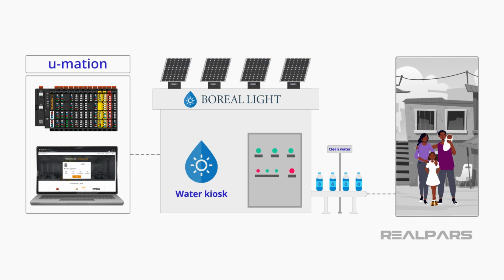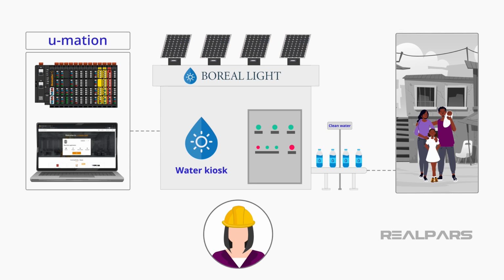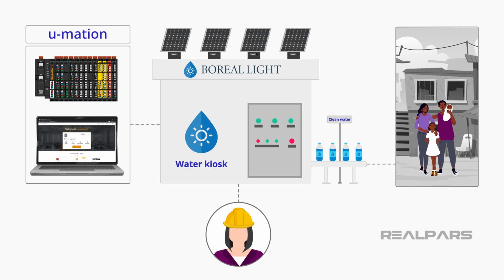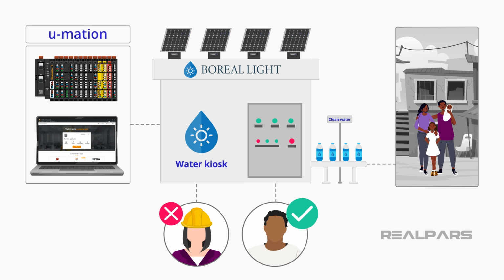Boreal Light have decided to use the u-mation platform for practical reasons. Since their machines are deployed in rural Africa, they do not have trained engineers with powerful laptops available to support and troubleshoot their machines. With the u-mation platform, they can train local people with basic laptops to support the machines, since the development environment is web-based, and the control program is low-code and easy to understand.